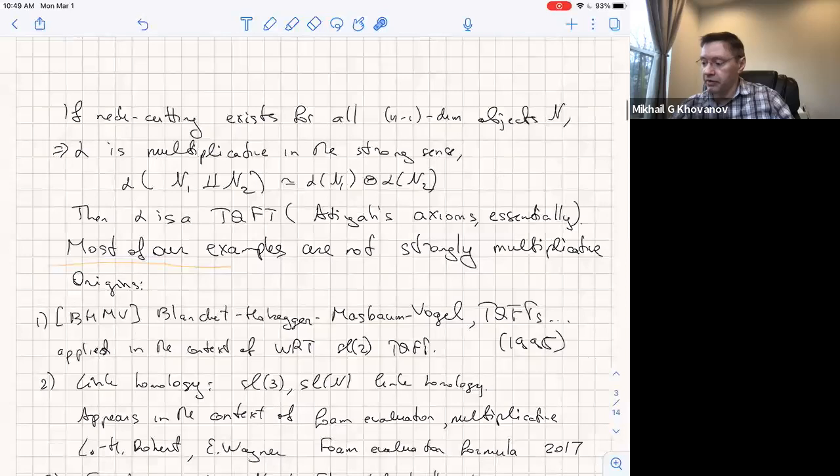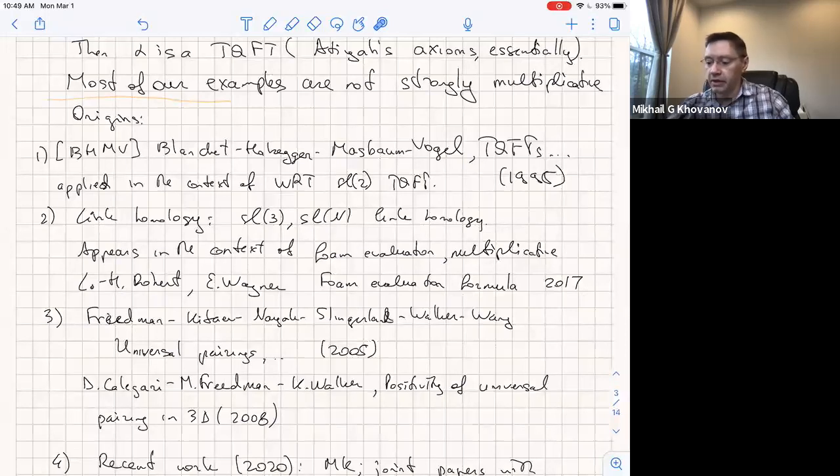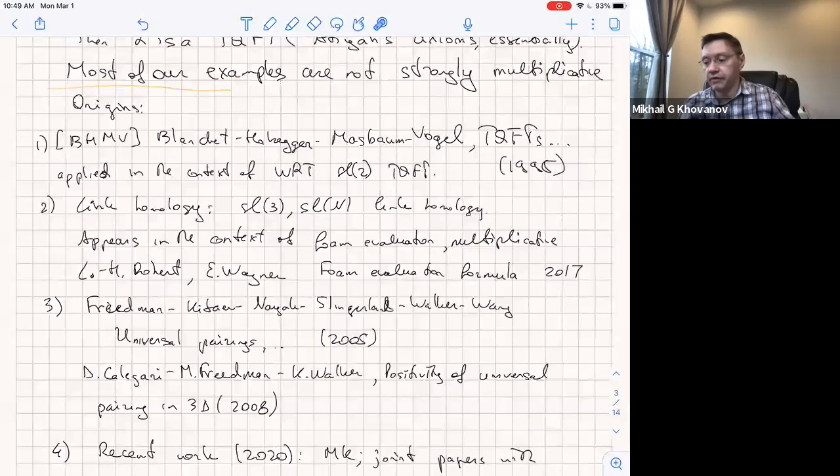So before we give examples, let me just briefly mention the history of this. This is incomplete, but the first paper where this appeared, I think, is by Blanchet, Habegger, Masbaum, and Vogel from 1995, where they studied this universal construction mostly in the context of the Witten-Reshetikhin-Turaev TQFT for SL2. They define the general situation, then quickly specialize to the multiplicative case in a strong sense and the Witten-Reshetikhin-Turaev TQFT. Then in link homology, we often do something similar, especially in link homology beyond the SL2 case, where you can hide this universal construction.